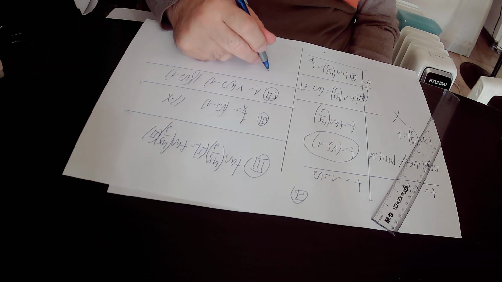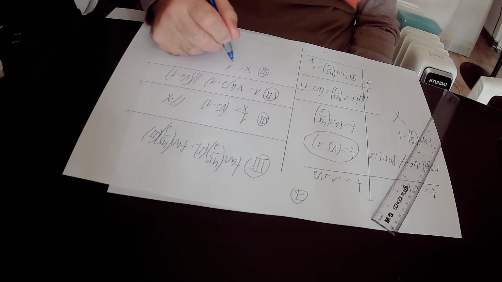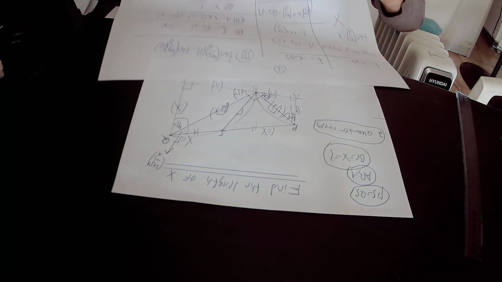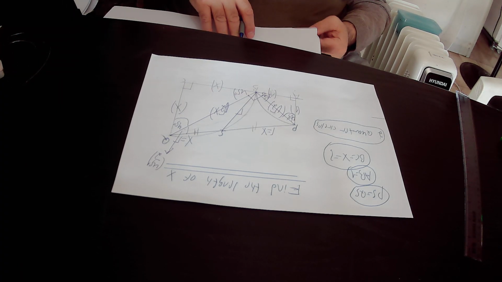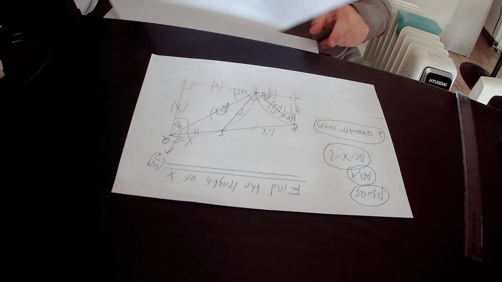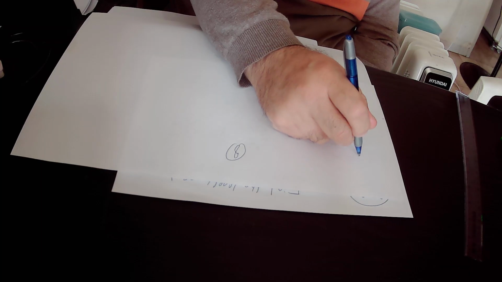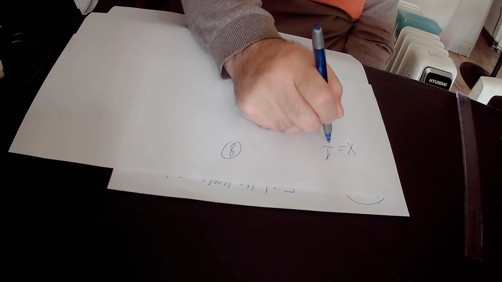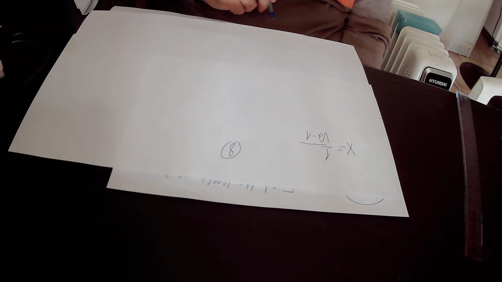And we get that x equals 1 over square root of 2 minus 1. So actually we found out that x equals 1 over square root of 2 minus 1. Okay.